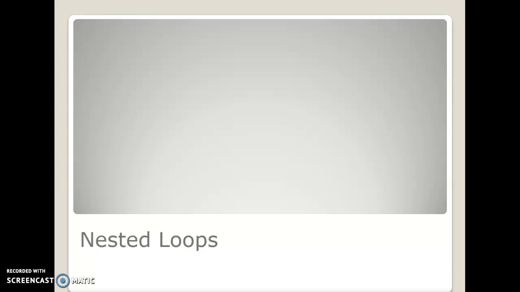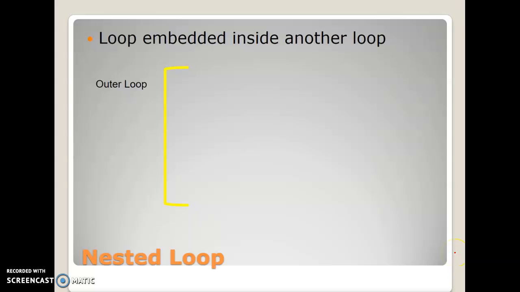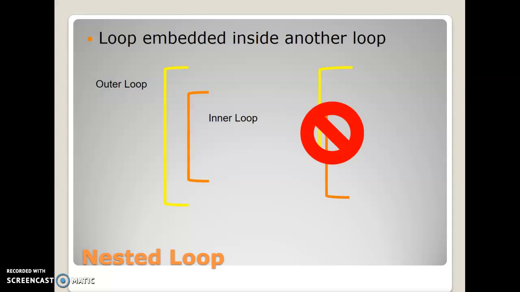We can also nest our loops together. So that's the idea of a loop within a loop. A loop embedded inside of another loop. If we recall that for next, we need to make sure that the for next that are related to each other is embedded within the for next of the other one. So we can't have these overlapping lines for our nested loop structure.